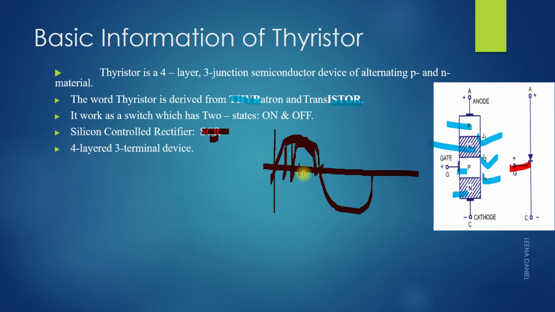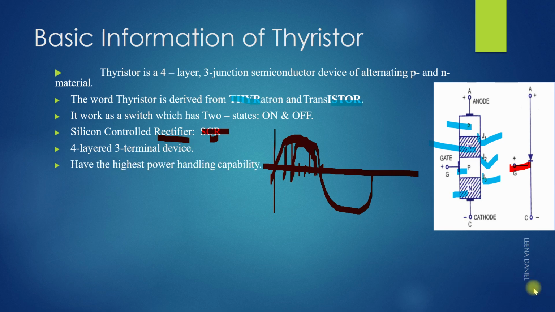If you turn on the thyristor at this stage, let us suppose this is 150 degree, you will get the output of this much only. That's why this device is told as a control device, and it also performs the function of a rectifier. What is a rectifier? Rectifier is a device which converts AC into DC, or which gives unidirectional operation.